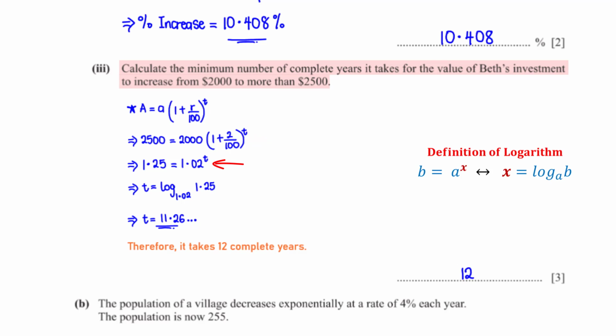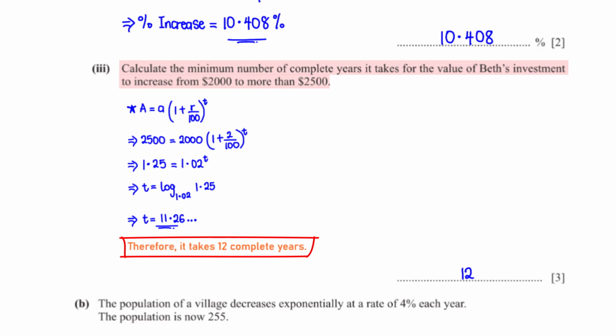By applying the basic definition of log, we are able to easily find the value of t by rewriting this as t equals log of 1.25 to the base of 1.02. When we type this into the calculator, we get 11.26. This means for Beth's investment to reach more than $2,500, it takes more than 11 years. And so this means the minimum number of complete years it takes is 12 years.